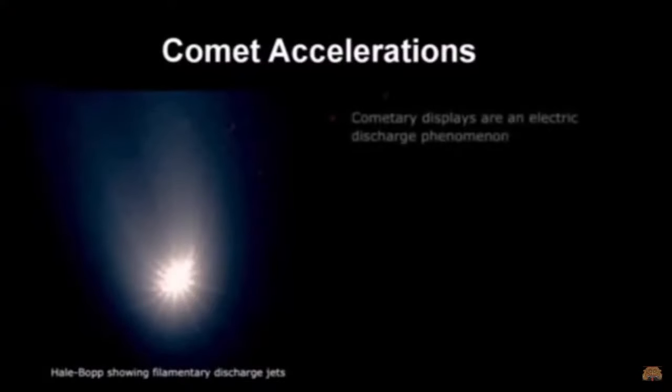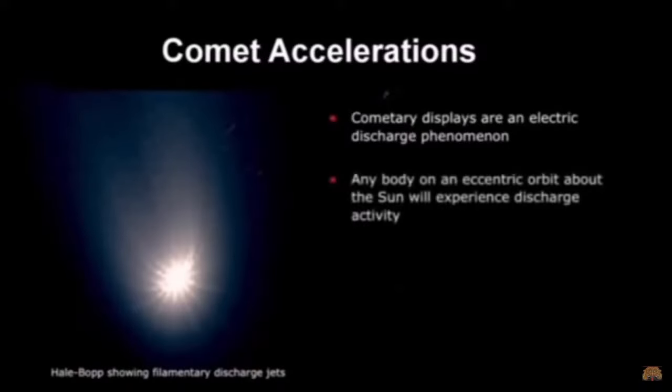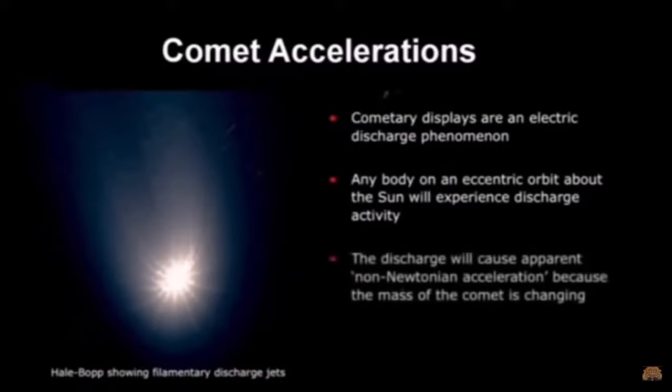Comet accelerations also. Cometary displays are an obvious electric discharge phenomenon. Any body on an eccentric orbit about the Sun will experience discharge activity. The discharge will cause apparent non-Newtonian acceleration, and this is well known with comets. It's very hard to predict their precise return because of it, and this is because the mass of the comet is changing, something that's not taken into any account. However, gravity is still the operative force, but here we have a feedback mechanism which can modify orbits.